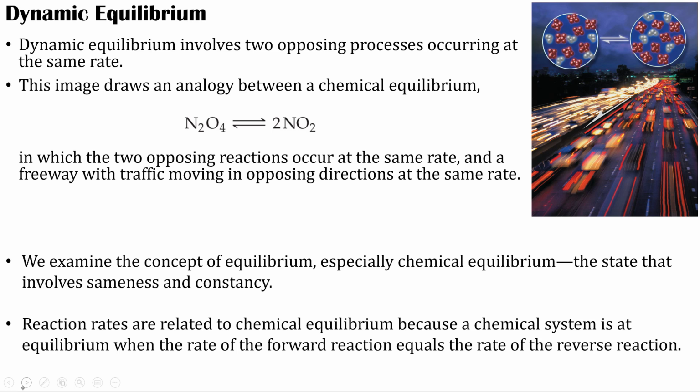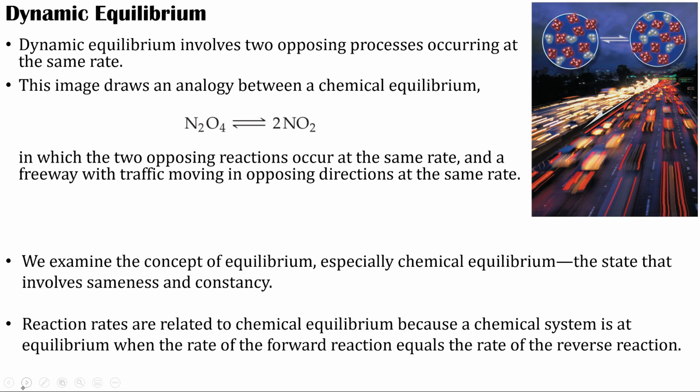Alright, so Chapter 15 is all about chemical equilibrium. Before we really get into it, we want to talk about chemical reactions and how they work, and then eventually what equilibrium is. But just so you know, dynamic equilibrium involves two opposing processes occurring at the same rate.